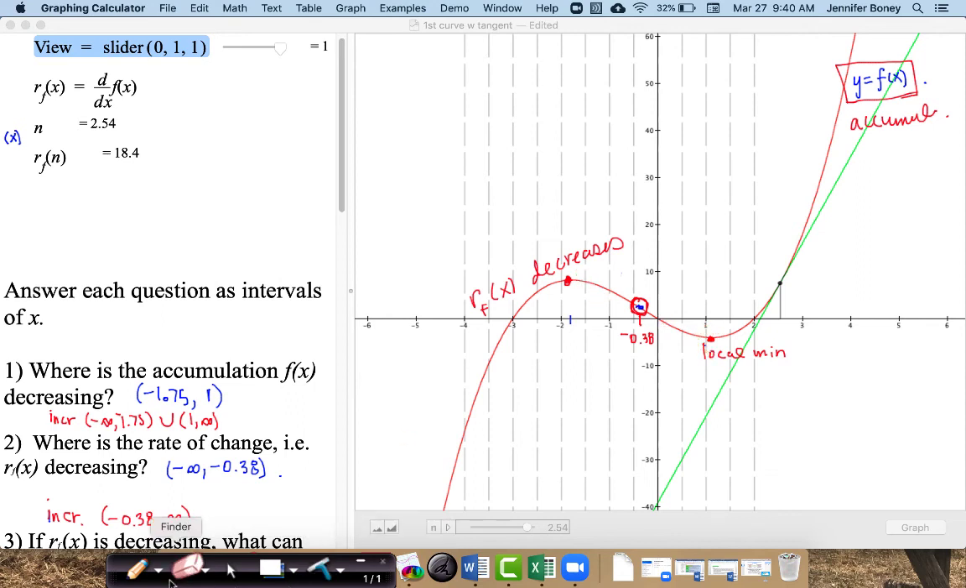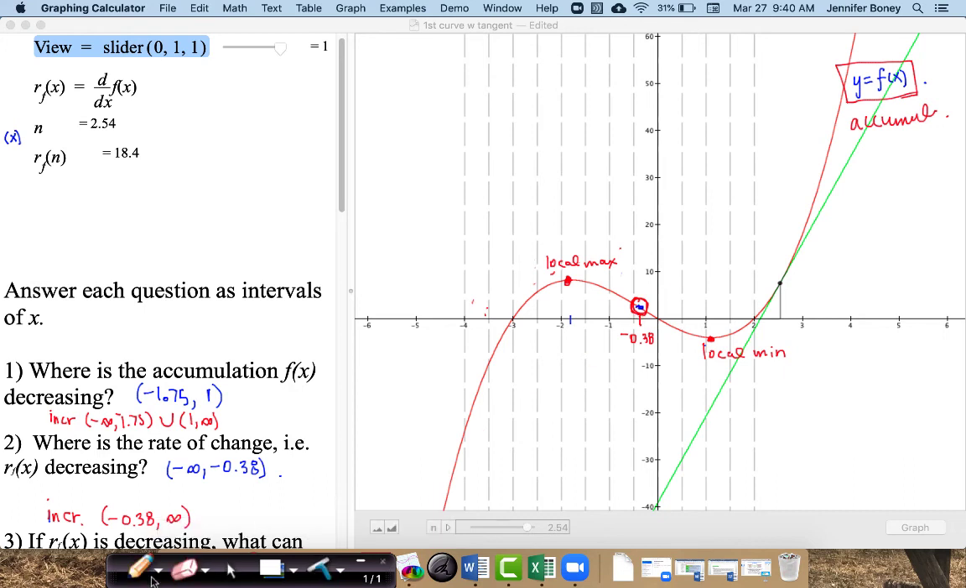Similarly, and let me get this writing out of the way, this top of the hill is called a local maximum for the same sorts of reasons. And we'll get more into this in Thursday's lecture, but this is called a local maximum. And it indicates this place where the accumulation changes from increasing to decreasing. This change is a change from decreasing to increasing.